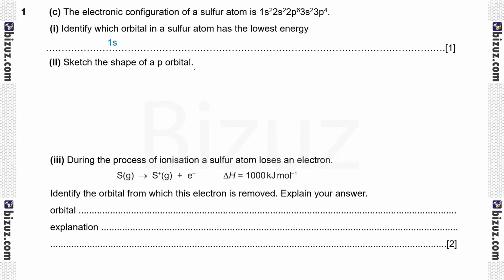Sketch the shape of a p orbital. The shape of a p orbital is dumbbell shaped.